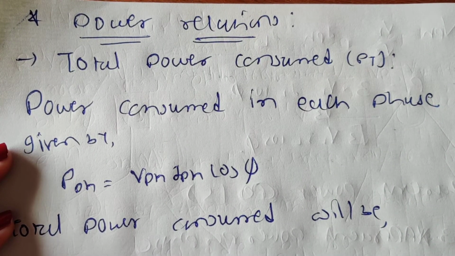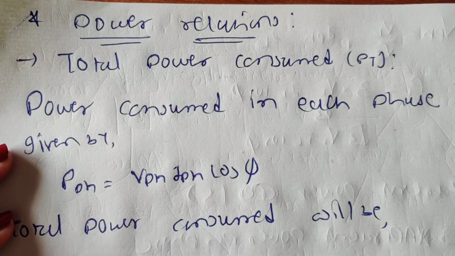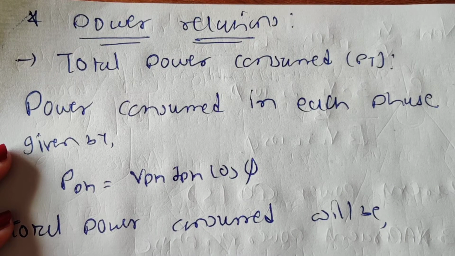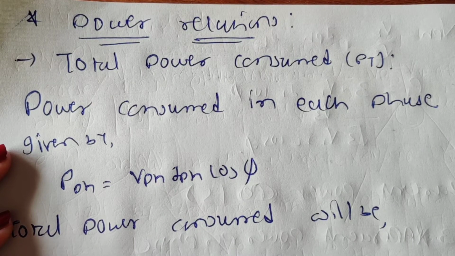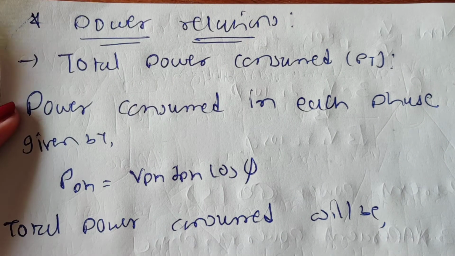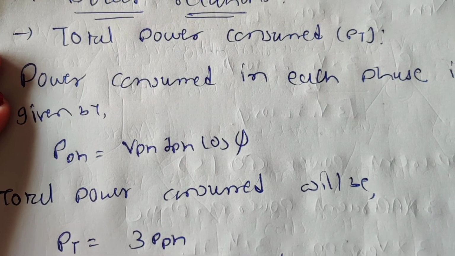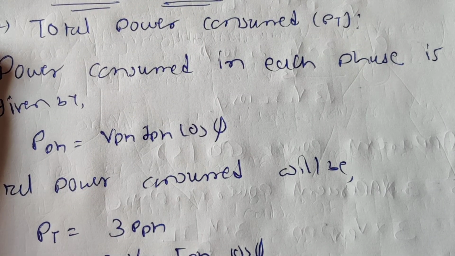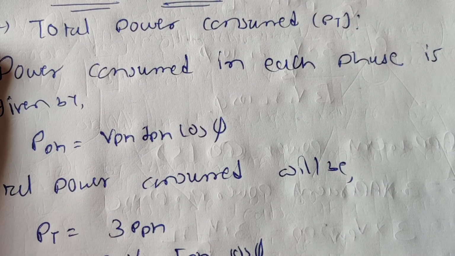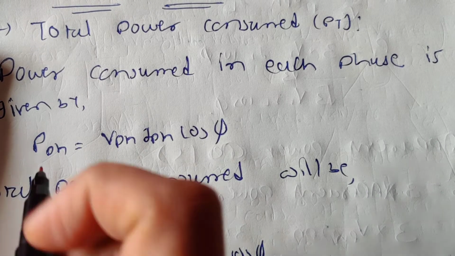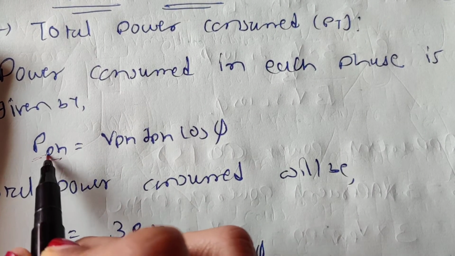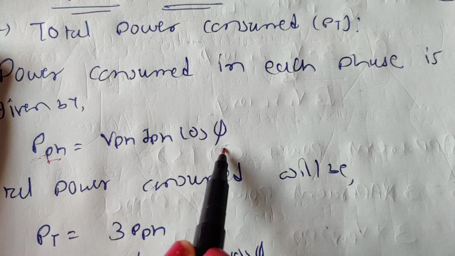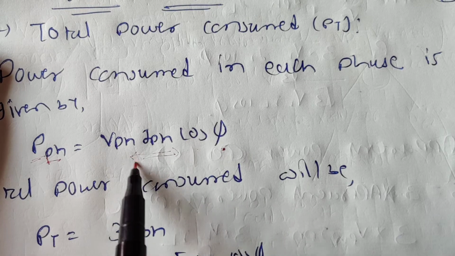Now today we start with the power relation, again with a star connected balanced load. The total power consumed in a given circuit where you are using star connection, say the total power consumed is PT. Since we are using a three-phase balanced circuit, I need to consider the power consumed in each phase. If the power consumed in a single phase is P_PH, power consumed per phase, then it is VPH IPH cos phi. This is the generalized equation for the power.